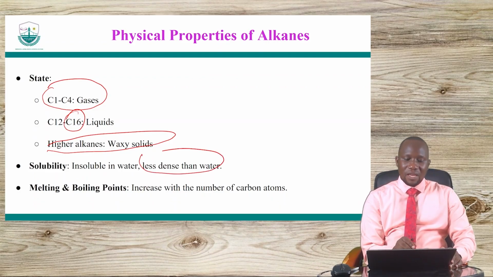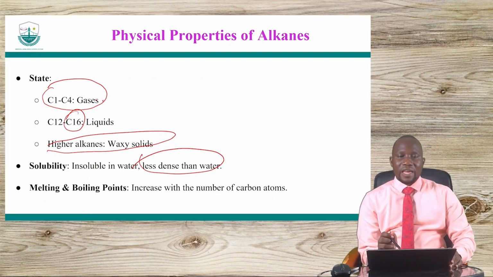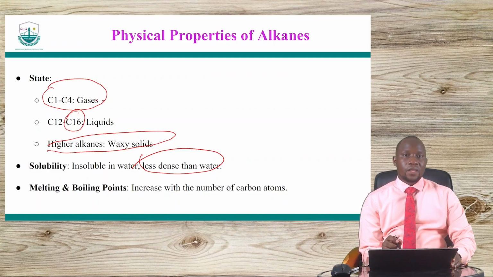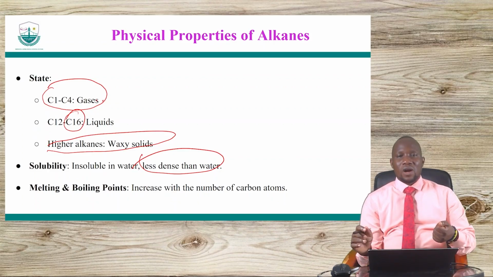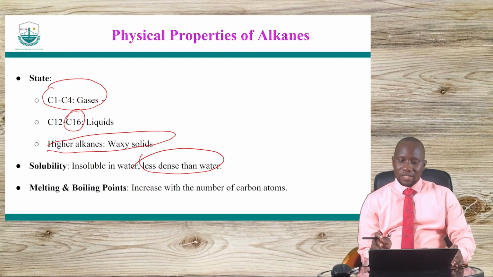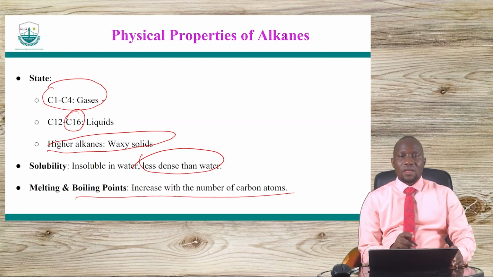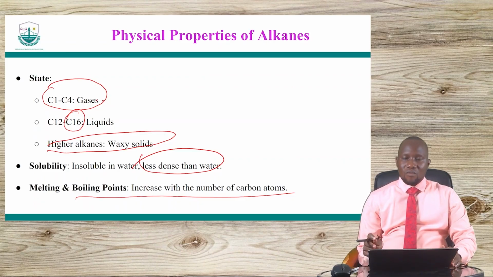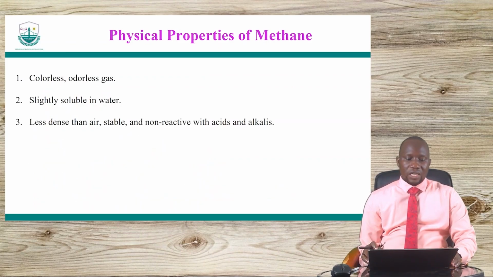This can mean that the gaseous alkanes can actually be collected over water, okay, because they are not soluble in water, and also they are less dense than air. And then the more you have a longer chain of these alkanes, the more you're going to have increasing boiling points and melting points. So the more you have carbon atoms, the more the boiling points increase.